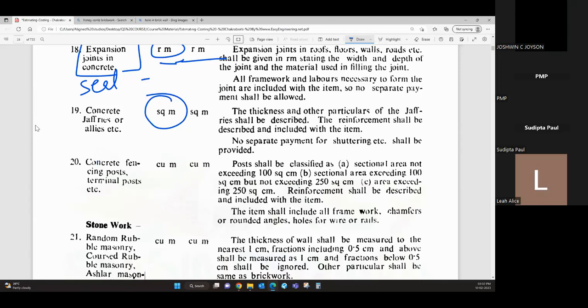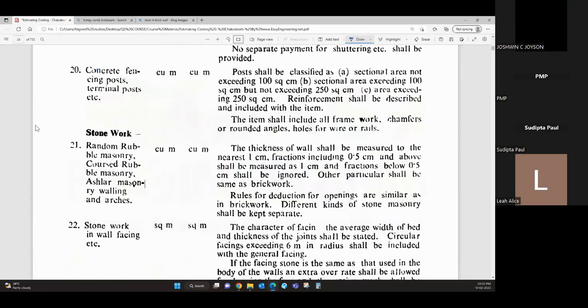Same goes with concrete fencing post or terminal posts. So where have you seen any kind of fence wall or any kind of light pole? Let's suppose this is the light pole. You will always have a kind of concrete pedestal, right? So this concrete pedestal, the calculation is going to be in cubic meter.